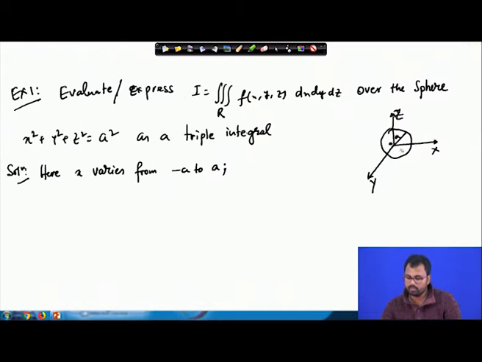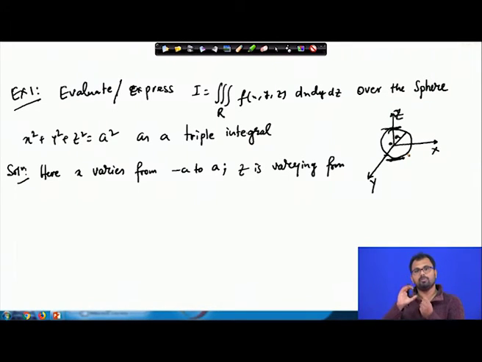Now, what about z? If we see the sphere and the z axis going through the center of it, then z is varying from minus the square root of a square minus x square minus y square to plus the square root of a square minus x square minus y square. So, z is varying from this point to this point.